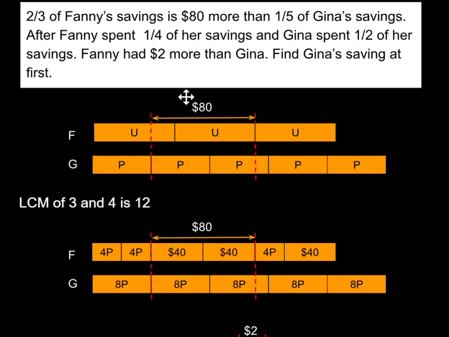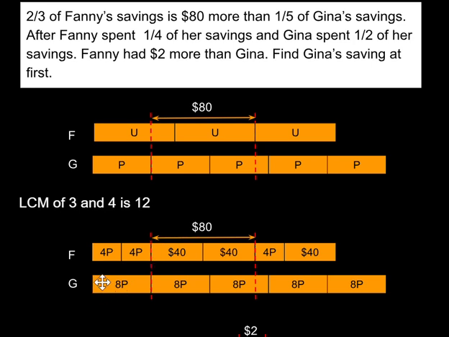But we need to know that there is this $80 here, which we also need to split into 2 units. So I'm going to split this $80 into 2 units. Every U will have $40 and every U will have 4 parts. So 4P plus $40 is equal to 1 U. Once I did that, now I know that 2/3 of Fanny's savings is $80 more than 1/5 of Gina's. So we already take care of the $80.